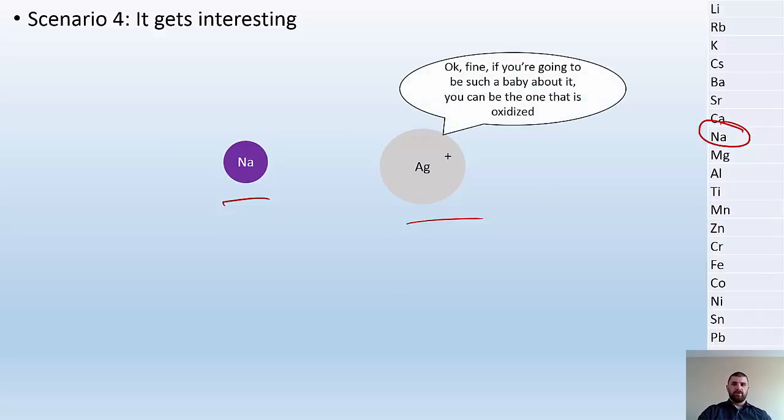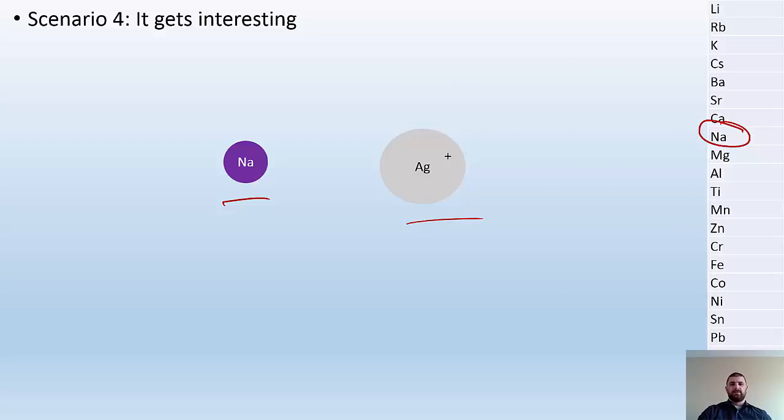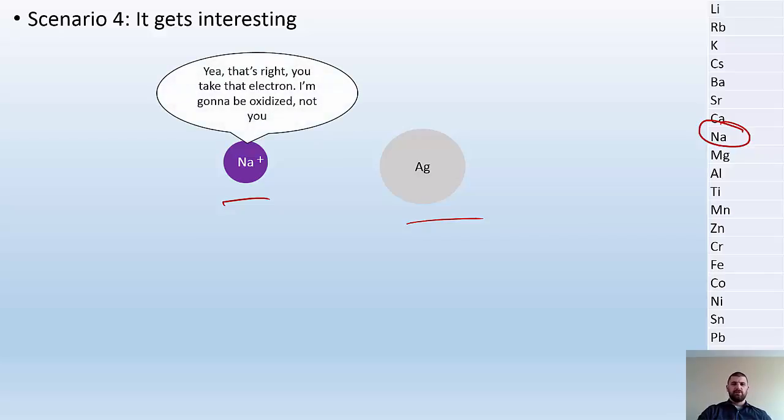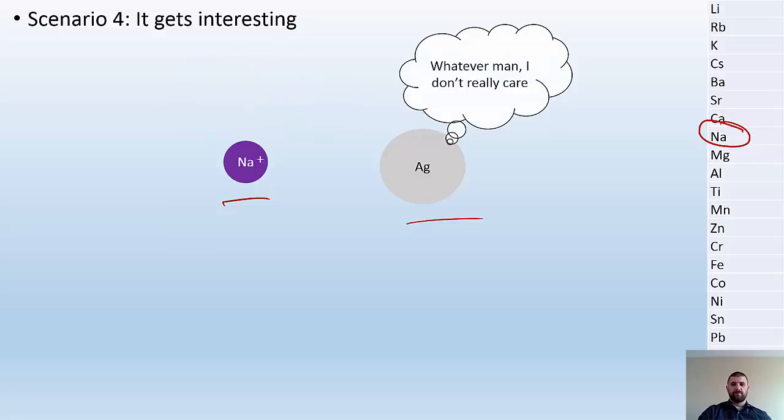And silver's like, okay, fine. If you're going to be such a baby about it, you can be the one that's oxidized. And sodium's like, that's right. You take that electron. I'm going to be oxidized, not you. Silver's like, whatever, man. I don't really care. I'm not that active. Not a big deal. So you get a reaction there. So that's my brain. Scary.